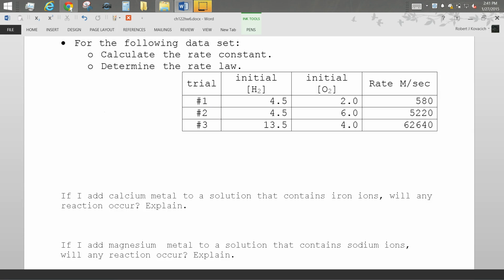All right, let's go ahead and go over this. I would like to determine the rate law for this problem. In doing so, I need to determine the order of the reactants for hydrogen and oxygen. I'm going to pick trials number 1 and 2, and in doing so, which substance am I going to be able to determine the order for? The oxygen. I'm doing that because it'll make it easy, because the hydrogen will not affect the rate.